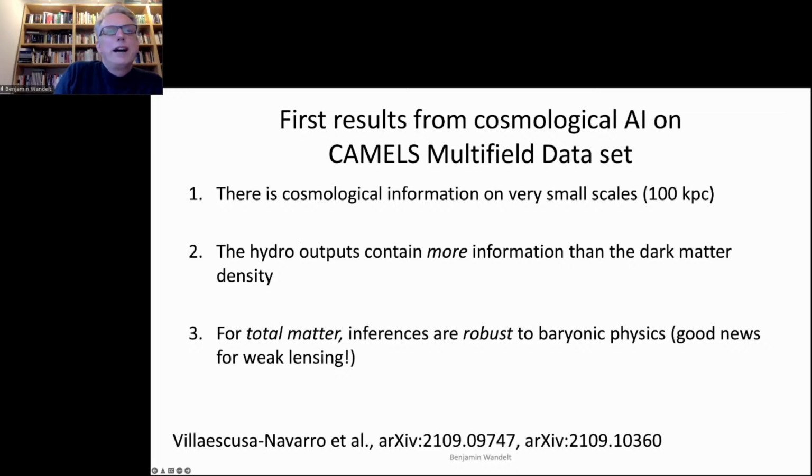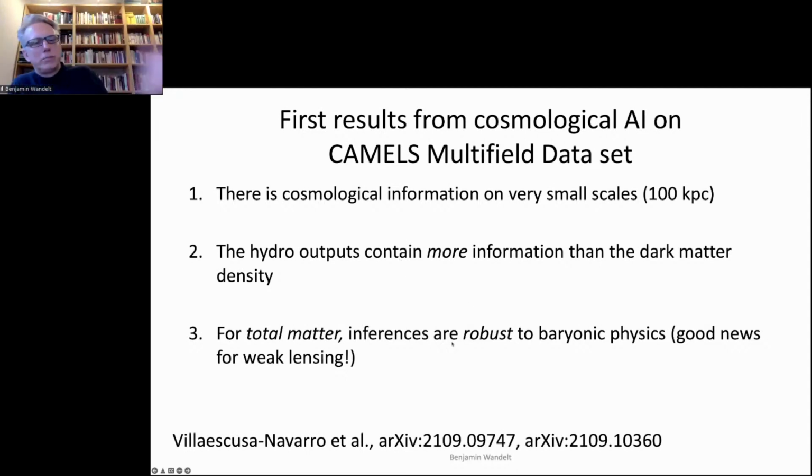It turns out that the hydro outputs actually contain more information than dark matter density. So this is counterintuitive. People always thought, well, if you could just get a nice map of the dark matter, then we'd get everything we could possibly get. No, at a given redshift, in fact, if you combine all the information from all the different hydrodynamic quantities, you actually end up with more information than if you're shown the pure pristine dark matter.